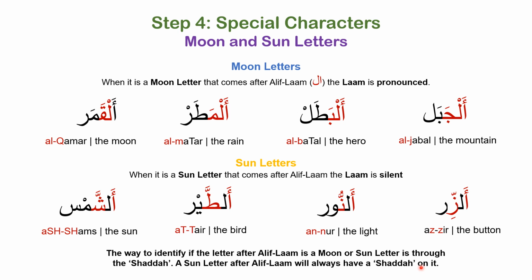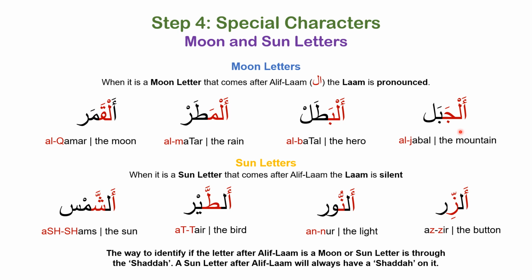All you need to look out for when you're reading Arabic is, if the word begins with alif lam, whether the letter after alif lam has a shadda. If you notice in the examples for sun letters, the letter after alif lam is carrying a shadda, and that's telling you that this letter is a sun letter. So we're going to pronounce it as az-zir. We're not going to pronounce the lam. Okay, so that is the easiest way.